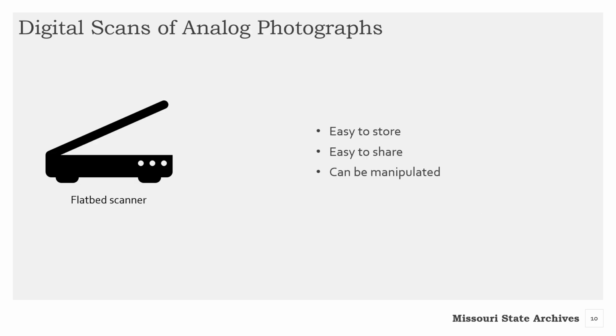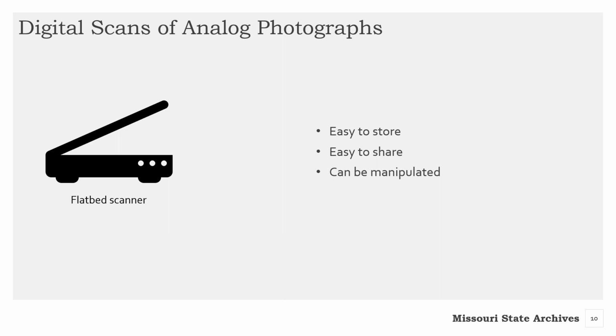Let's shift to digital scans made from analog photographs. If you scan a print photograph, negative, or slide, you are creating a derivative copy. Derivatives are imitations. They cannot contain more information than an original. However, creating a digital copy of your print photographs can be beneficial for several reasons.